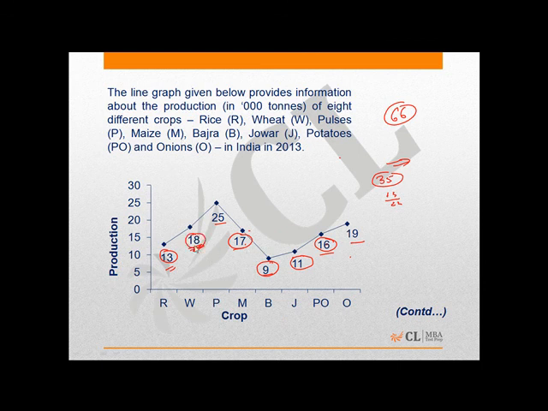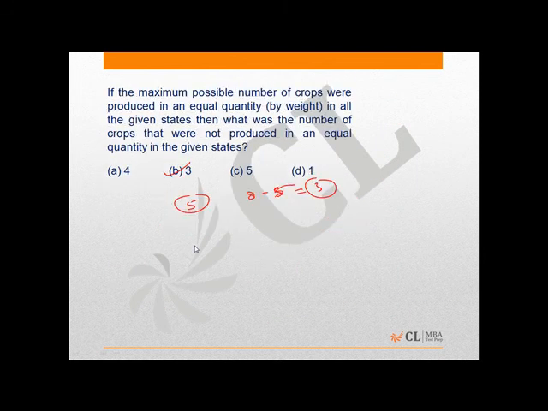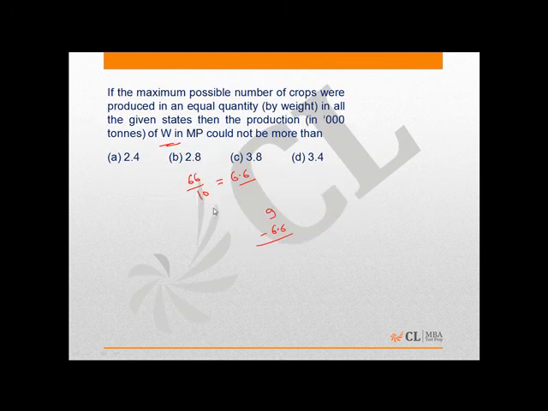So W is among those which are not produced in equal quantities, right? So W is not among these 66. That means W is not among these 6.6. So out of 9, the remaining 2.4 maximum can be of W. So my answer has to be option A.